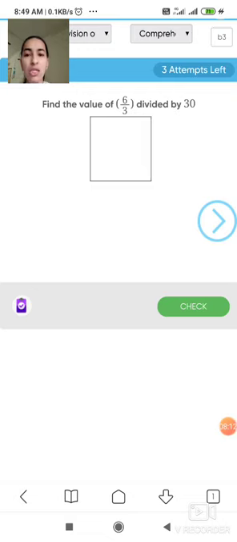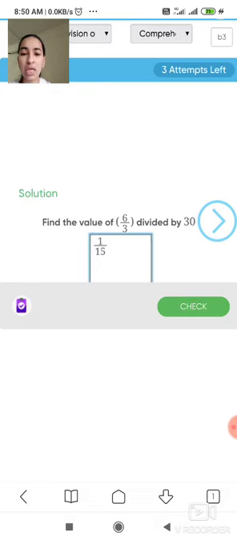Now the next question is for division. Okay, you can see on the screen. Find the value of 6 upon 3 divided by 30. How are we going to write it? 6 upon 3, division sign is there, and 30. After that, what is the step? Instead of division, we are going to take multiplication, and we are taking the reciprocal of 30. Yes students, like this we are taking. The answer for this will be 1 upon 15.